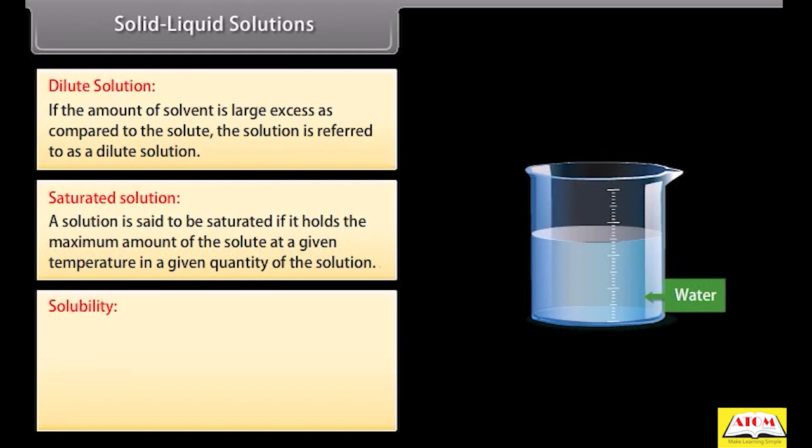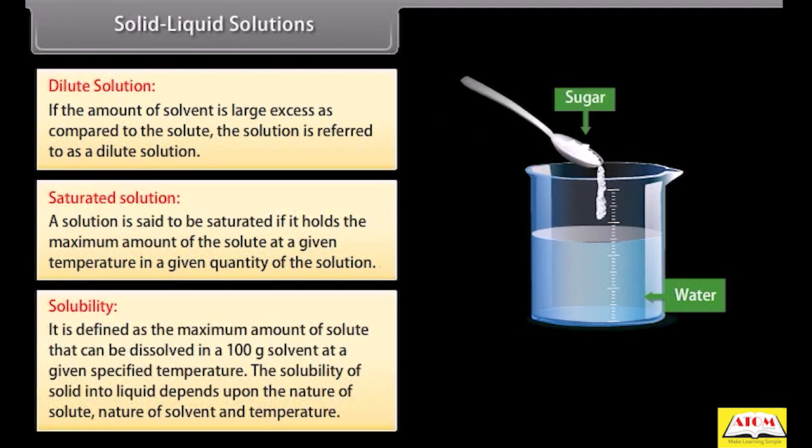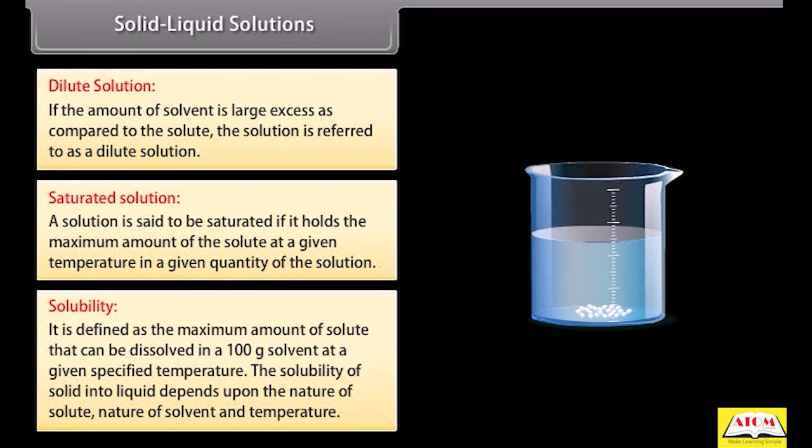Solubility. It is defined as the maximum amount of solute that can be dissolved in a 100-gram solvent at a given specified temperature. The solubility of a solid in a liquid depends upon the nature of solute, nature of solvent, and temperature.